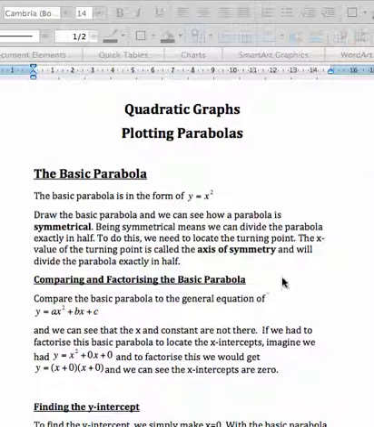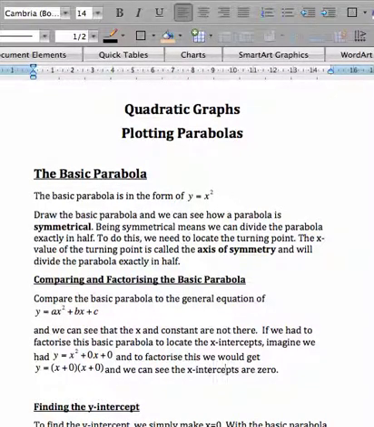So let's just summarize what we've covered so far. We've looked at the basic parabola, and you can summarize these points in your own words. The basic parabola, we know it's in the form of y equals x squared. It's symmetrical. It has an axis of symmetry. And with the axis of symmetry, we will be coming back to this later on in case you're not sure about it.